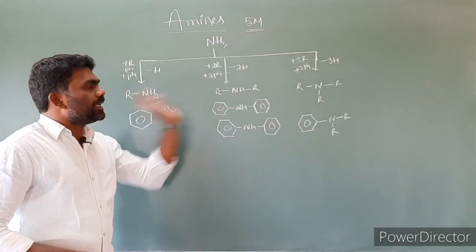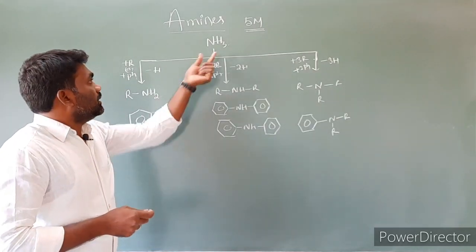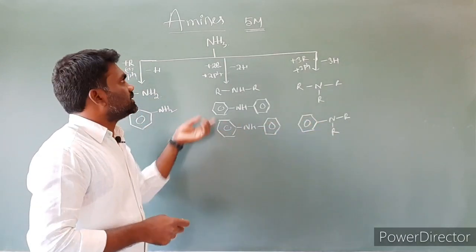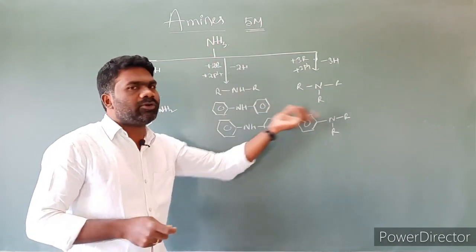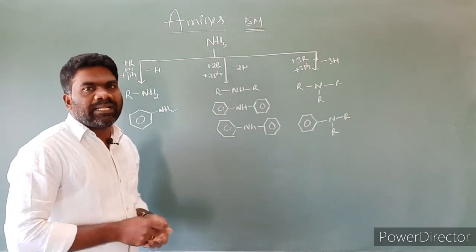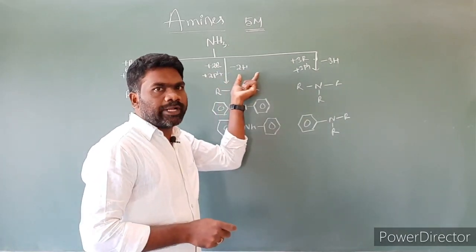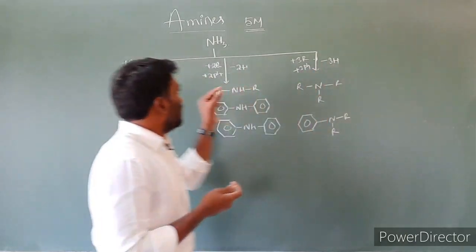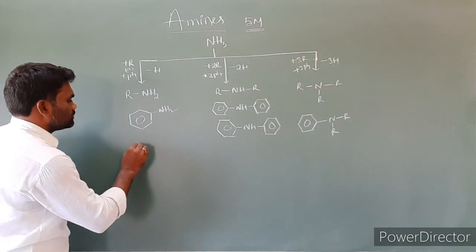So, by looking at this, the point we understand is that all these are amines. Amines can be considered as derivatives of ammonia. From ammonia, we derived all these amines by replacing 1 hydrogen or 2 hydrogens or all the hydrogen atoms by alkyl groups or aryl groups. Write the same sentence.